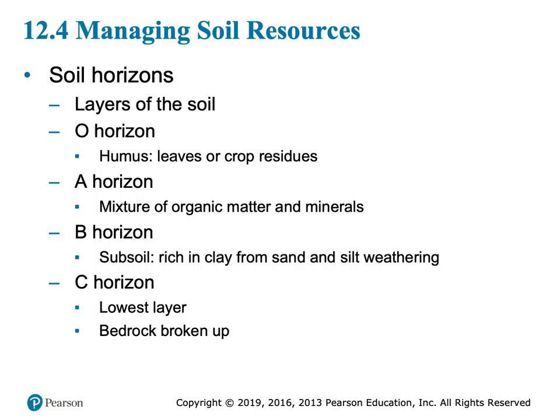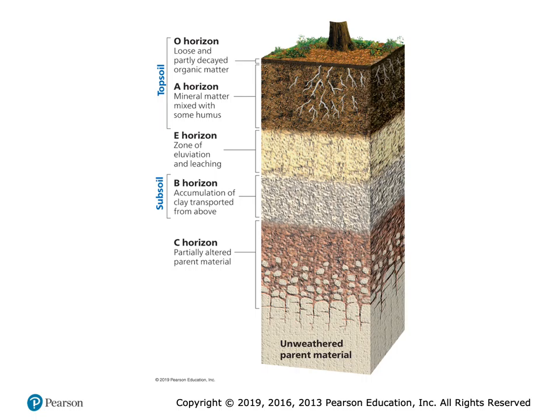The B horizon is the subsoil. The A horizon is the mixture of organic matter and materials. And the O horizon will be where leaves or crop residues will reside. And this is just a look at those different soils. O and A would be what we call topsoil, and the subsoil would be B with the C horizon underneath it.